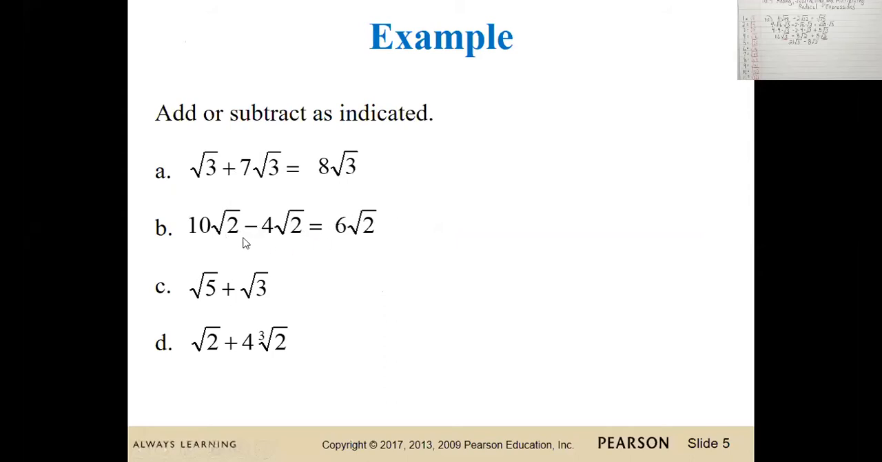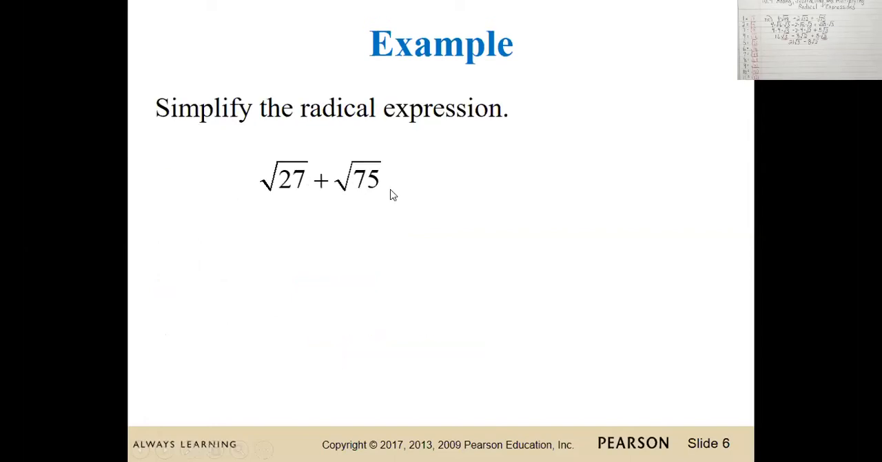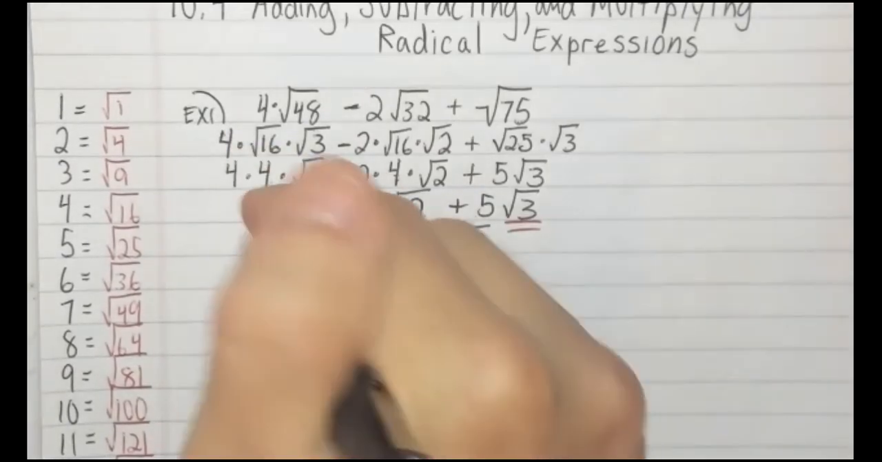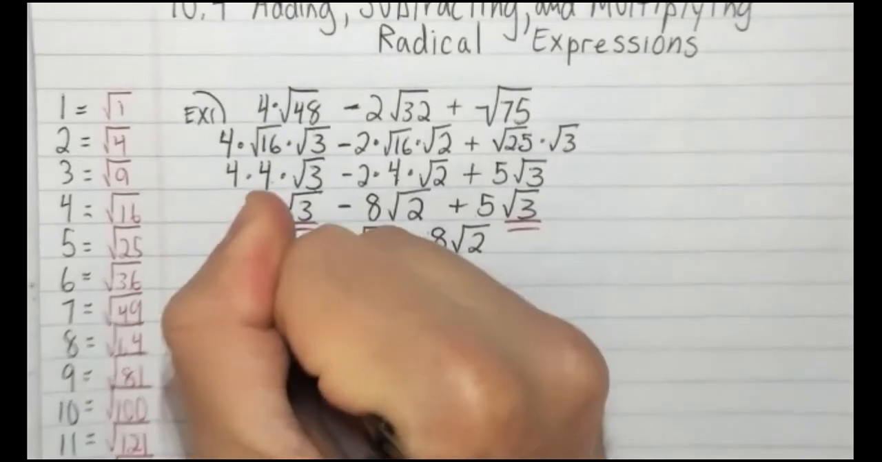On this one, again, they are like. They're square root of 2. So you go 10 minus 4, which is 6 square root of 2. And then what you'll notice with C, one is square root of 5, one is square root of 3. So you can't simplify. They just stay. That is the answer, square root of 5 plus square root of 3. And I wouldn't worry so much about D, because we're dealing with everything with a power of 2, which is more into Algebra 2.